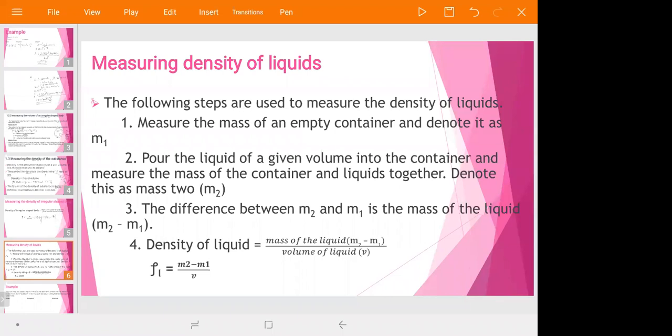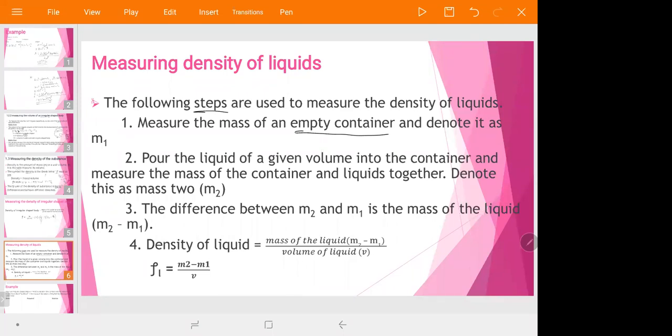When you measure, you are measuring the mass of an empty container as well as the mass of the liquid. So you must know this point. To measure the density of liquids, you must follow some steps. For example, the first step is to measure the mass of an empty container, and denote it as M1, mass 1.